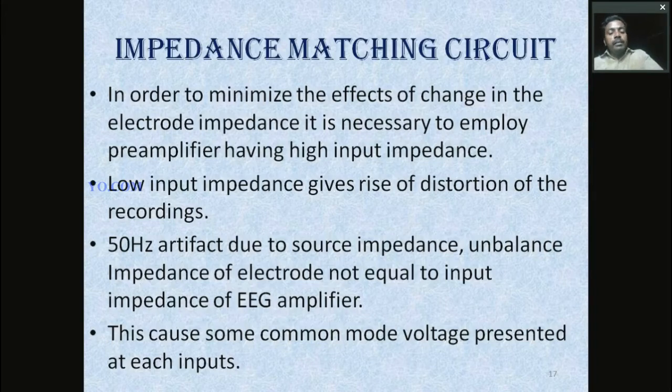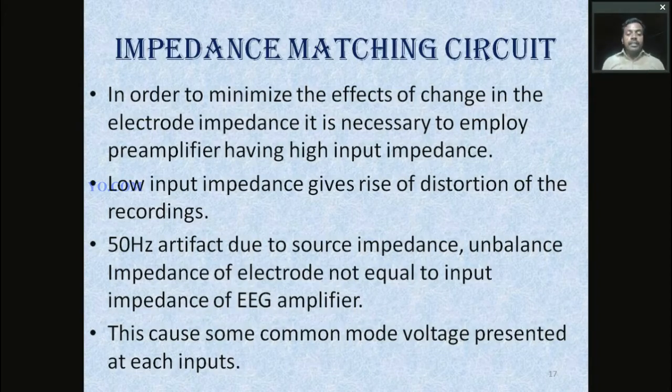So the pre-amplifier has a high input impedance. A low input impedance gives some disturbance in recording, and raises more disturbance, and a 50 hertz artifact due to source impedance. What is a 50 hertz artifact? Artifact means unwanted noise. That is coming from the AC mains. The AC mains is a 50 hertz frequency, which we use in India.